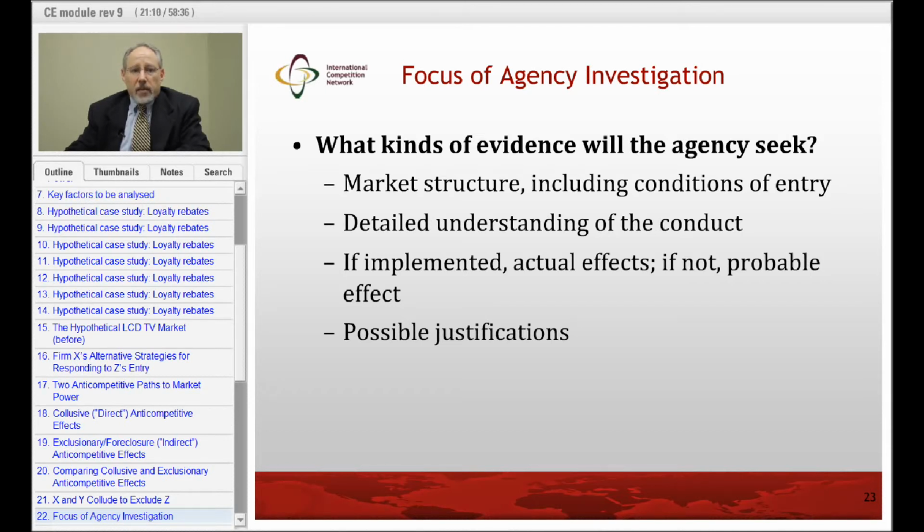And if implemented, what are the actual effects of the proposed policy? If it has not yet been implemented, the agencies will have to make some predictions about probable effects. And finally, they're going to also need to consider justifications. Notice that in our problem, we have both collusive effects and potential exclusionary effects. So the agency will want to look at both the immediate impact of the conduct of X and Y, but also the potential additional exclusionary effect of the conduct directed at Z.